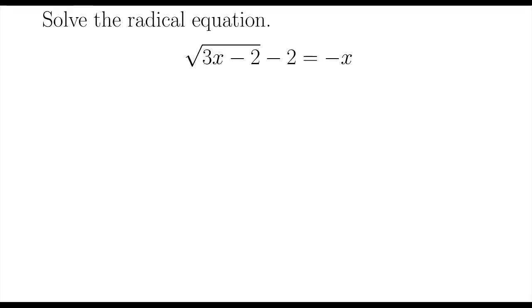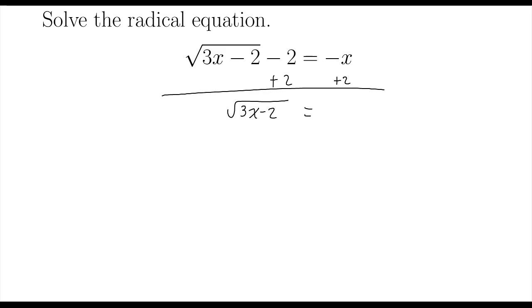Let's solve the square root equation: the square root of 3x minus 2 equals negative x. Okay, so let's get the square root by itself. We're going to have to check our solutions here. But let's start off by adding 2 to both sides, so that I have the square root of 3x minus 2 is equal to 2 minus x.